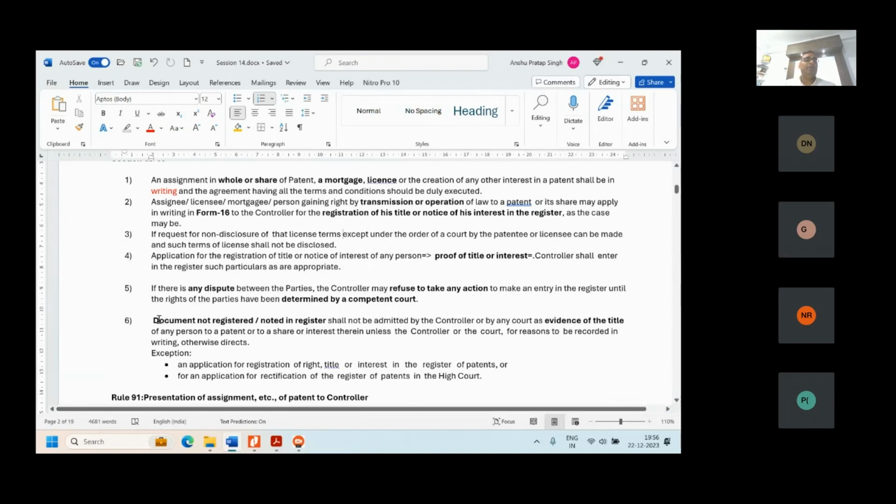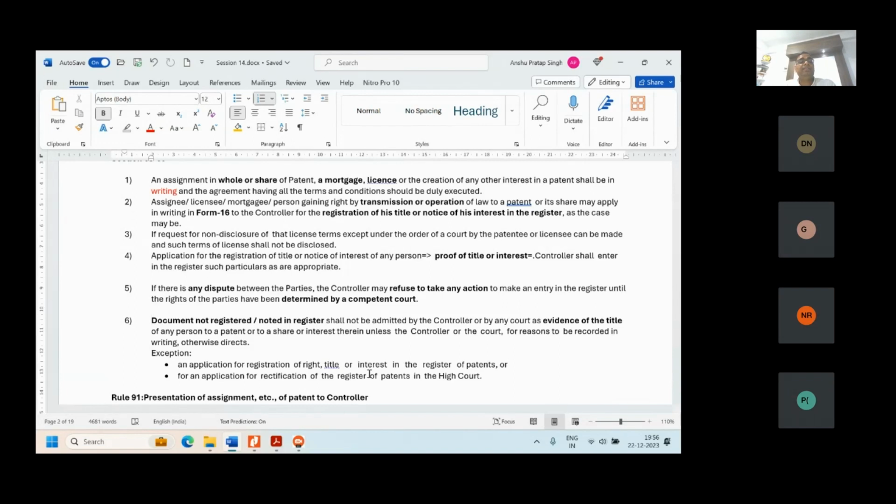Now comes documents not registered, noted in the register. Why are we doing it? Why are you going and telling them, anyway you have an agreement? Why are you going to register? The only thing is, if you don't register it, if you don't get your transaction noted, it will not be used as evidence in court. So this is the reason that you register it, you note it.